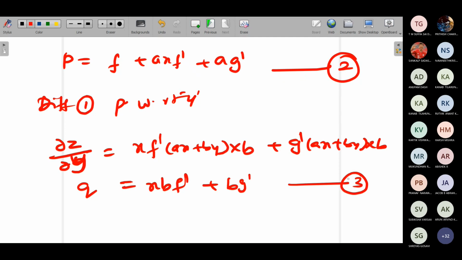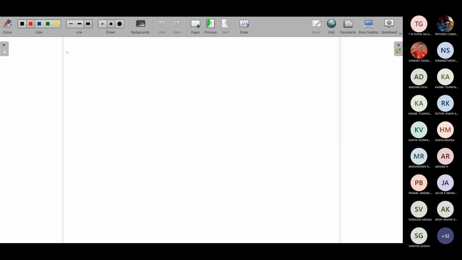Take this as equation number 3. Now, can you substitute? No, nothing you can do. Whenever your arbitrary functions are more or equal, you know that you should go to the higher order PDs. So differentiate 2 partially with respect to x. When you differentiate 2 partially with respect to x, you will get dou square z by dou x square. How do you denote it? R, ma'am.